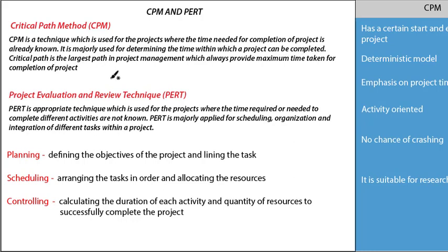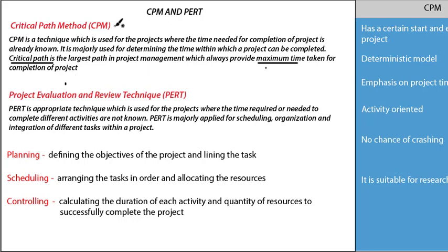Critical path. In a project network diagram there is a term known as critical path. This critical path will provide the maximum time which will be taken for completion of a project. We will see this critical path when we learn to draw a network diagram and see a few more terms.